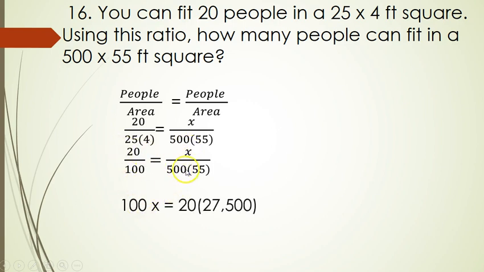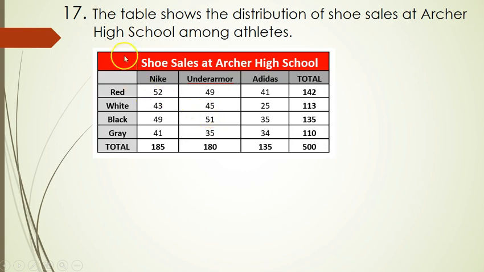Cross multiply. I'm sure you guys remember how to do this. And so when we do that, we get 100x equals 550,000. Divide both sides by 100, we get 5,500. So again, this is the way you set this up. People over area equals people over area.